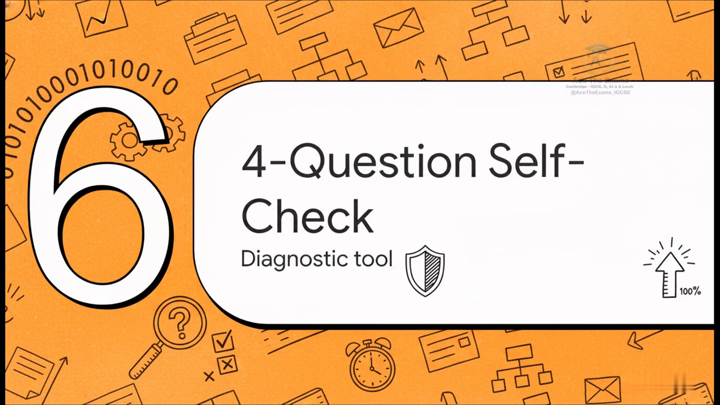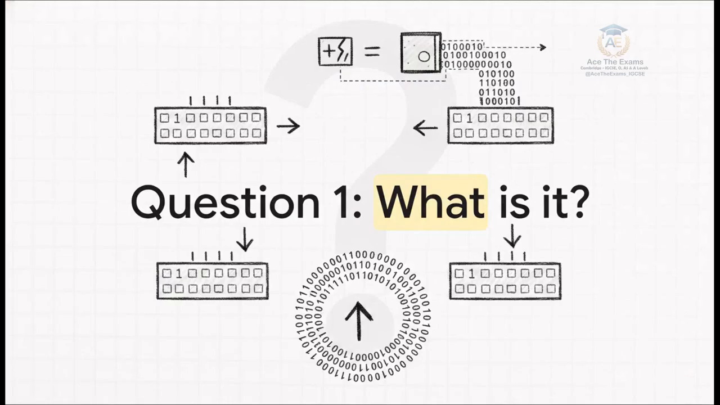Let's bring it all together in Section 6, the 4-question self-check. We are going to conclude this explainer with the ultimate practical self-check to test if your knowledge is genuinely, truly ready for the examination room. This is your final bulletproof system.